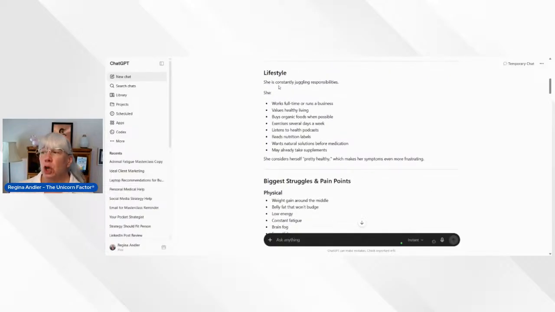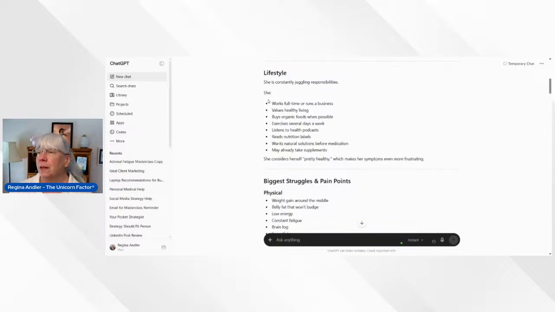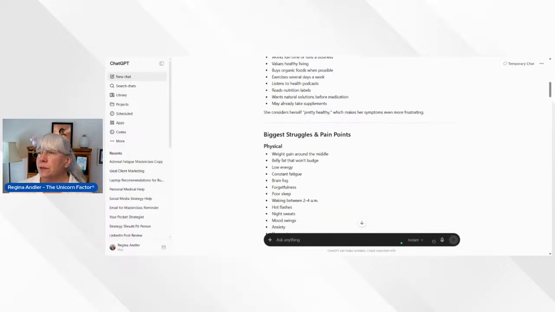Lifestyle, she is constantly juggling responsibilities. This is nailing this profile right here, by the way. And all of this stuff that's here is content gold, right? She works full-time or runs a business, values healthy living, buys organic food when possible, exercises, listens to health podcasts, reads nutritional labels, wants natural solutions before medication, may already take supplements. She considers herself pretty healthy, which makes her symptoms even more frustrating.